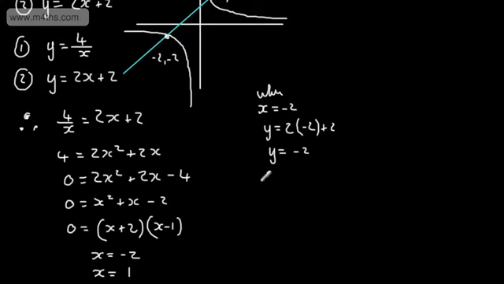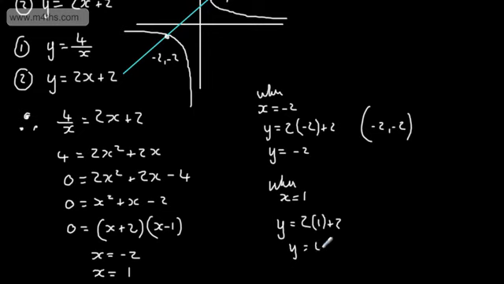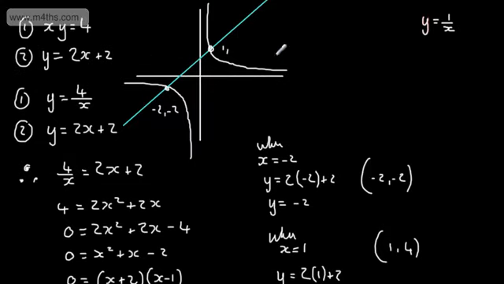And then we can say now that the coordinates of that point are minus 2 comma minus 2, and we can say now when x is equal to positive 1, we've got now y will be equal to 2 lots of 1 plus 2, and we can say y is going to be equal to 4. So the coordinates of that one are 1 comma 4. Of course, you could have put 1 in here, and you would have just had 4 over 1. So that gives us 1 comma 4. So we found those points of intersection.